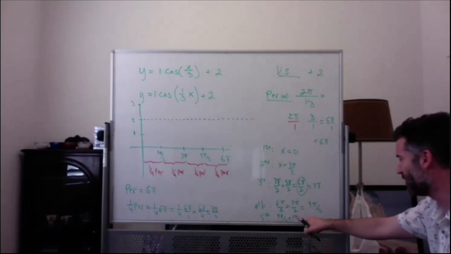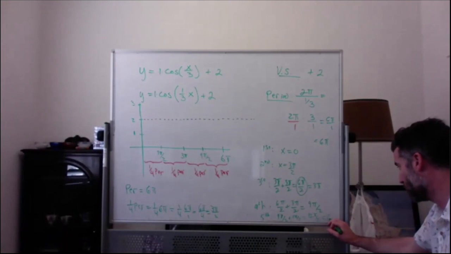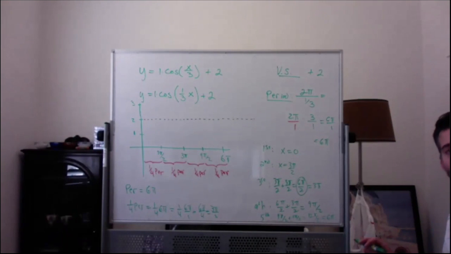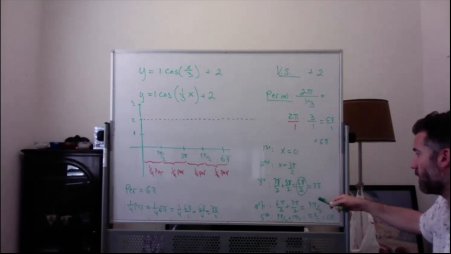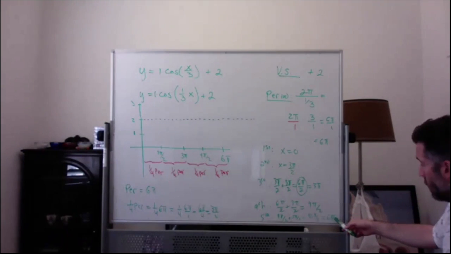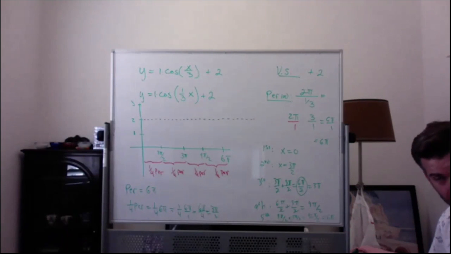9 pi over 2 plus 3 pi over 2 is 12 pi over 2, which reduces to 6 pi. So if you do this right and you add 1, 2, 3, 4 quarters of a period, your end value should be whatever your period length is. Great.